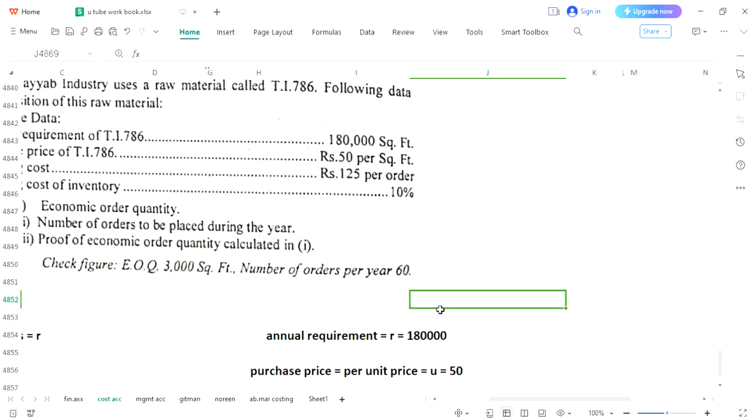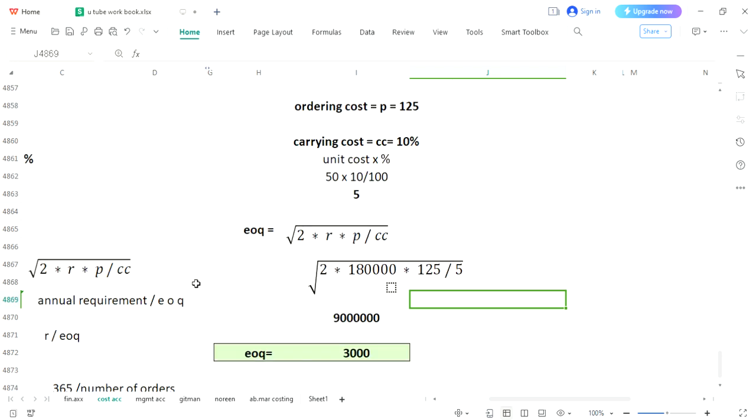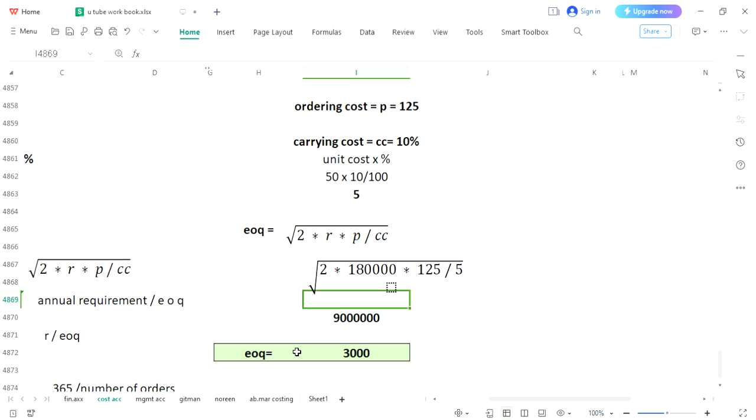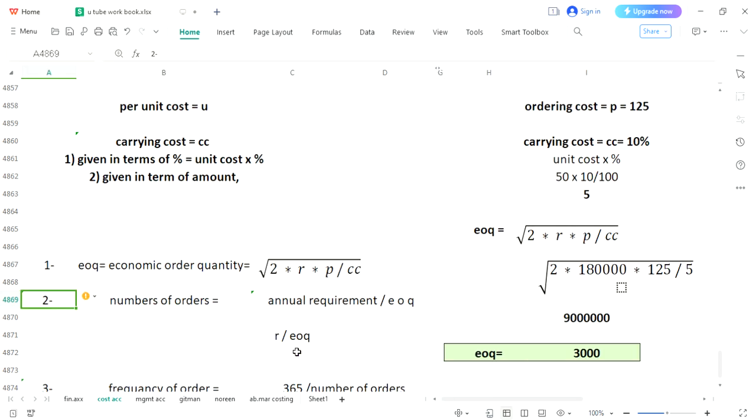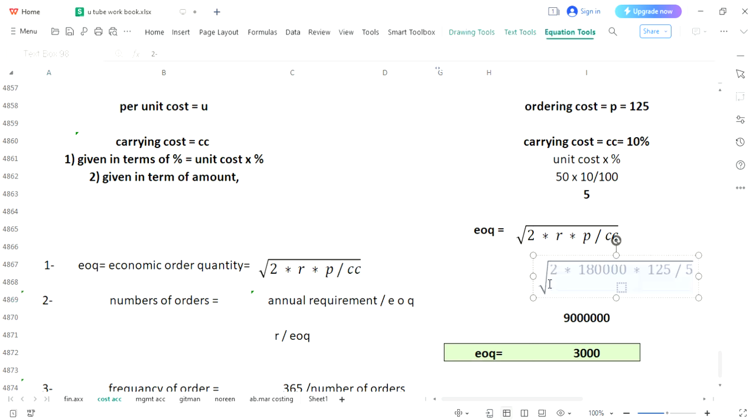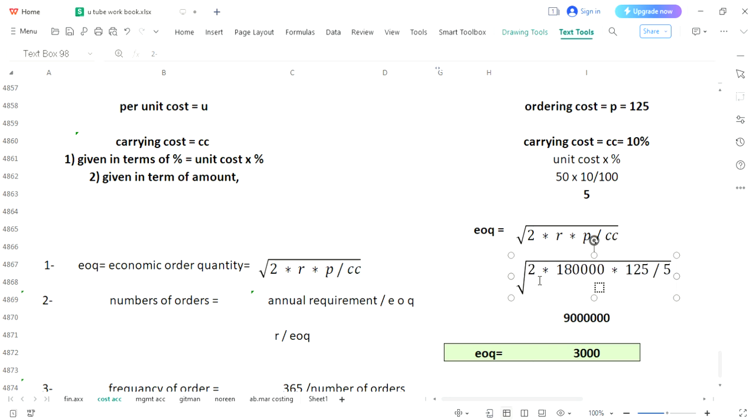Let's go back to the question. First requirement economic order quantity, and that is 3000 square feet, and you have calculated 3000 square feet. So I'm very sure that you have understood it, but kindly keep in mind it's just the formula, and by practicing it, it would not be difficult for you to understand.